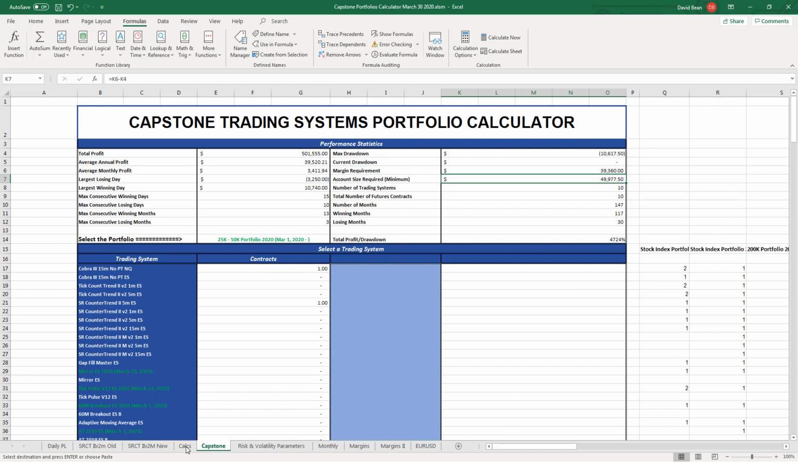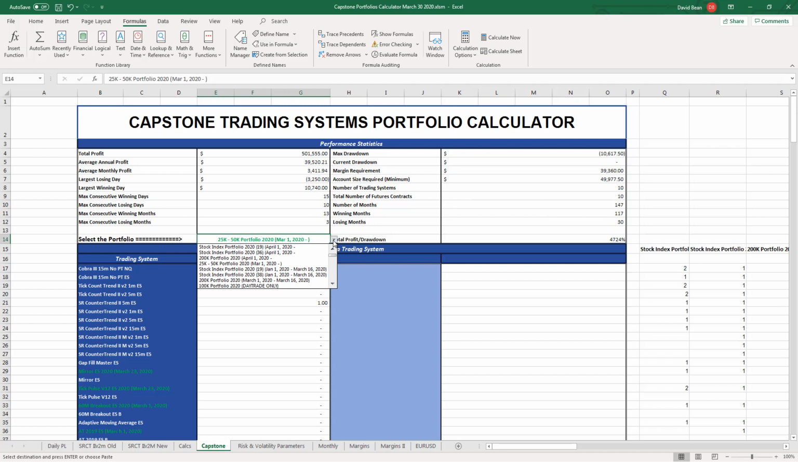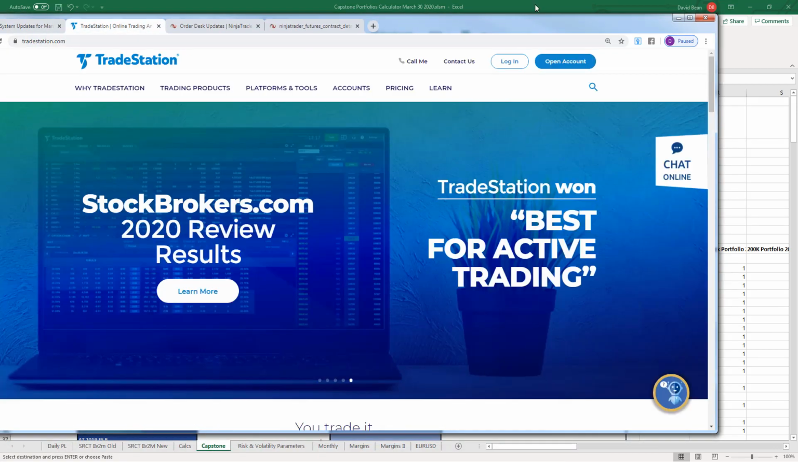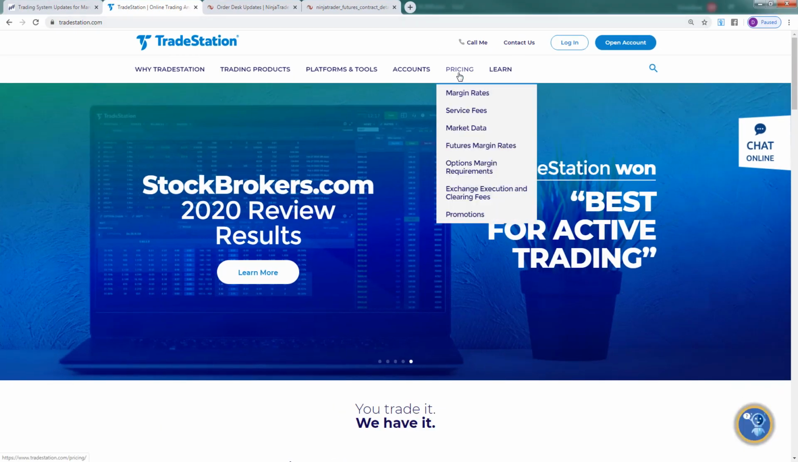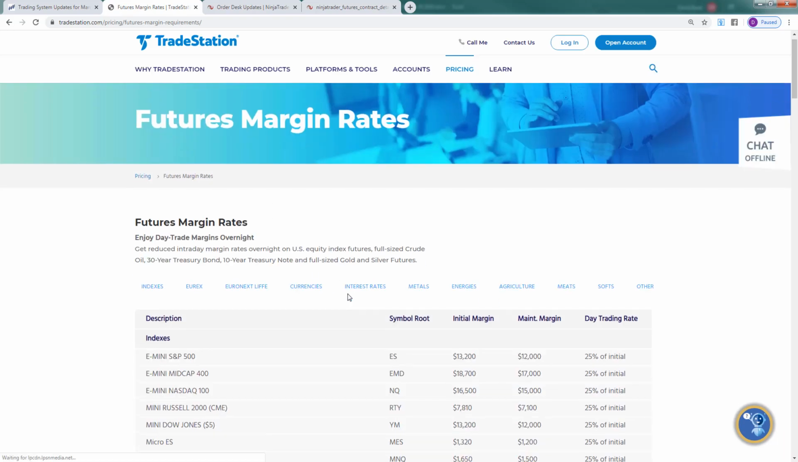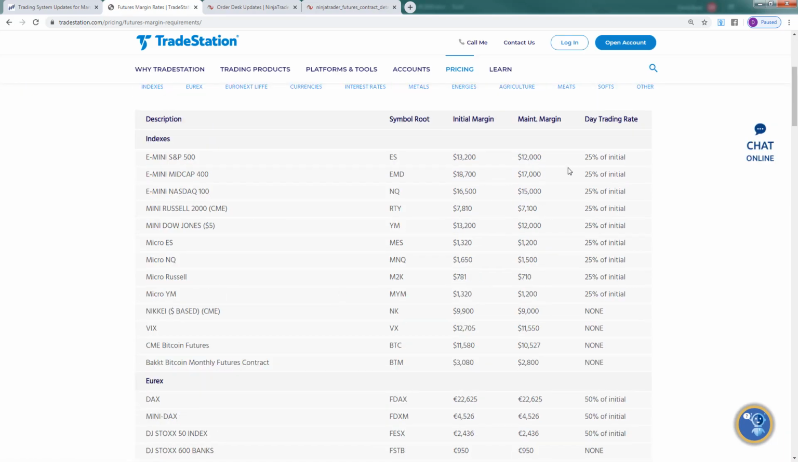So let's take a look here. There are some other portfolios. I'm going to go through the rest of this with the NinjaTrader margins, and where I'm getting that is on the TradeStation site, pricing, futures margin rates, and you can see what all the futures margin rates are. This says 25%. The website is incorrect.